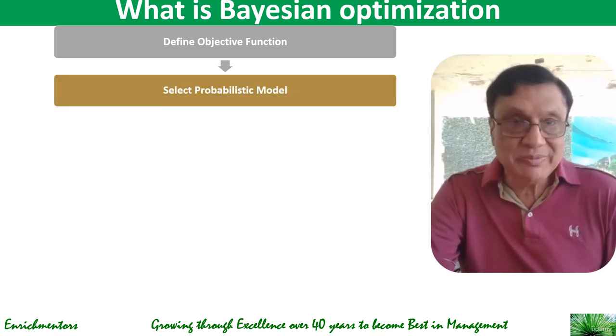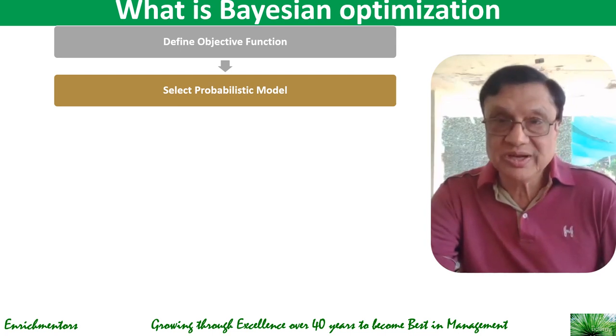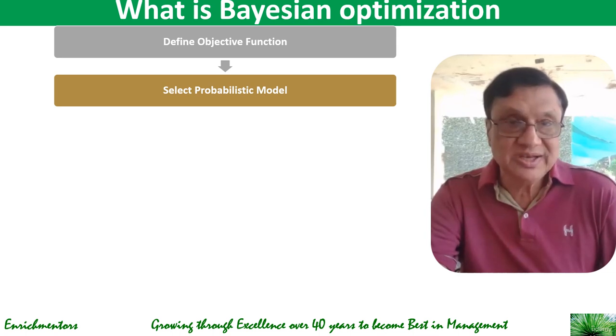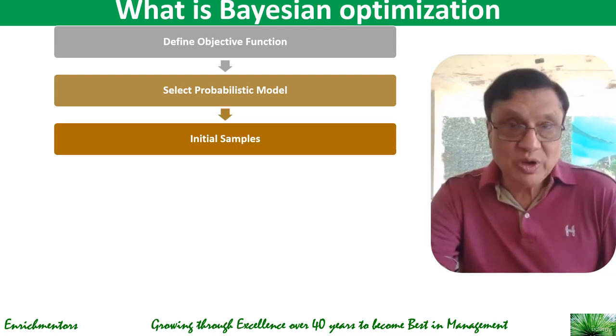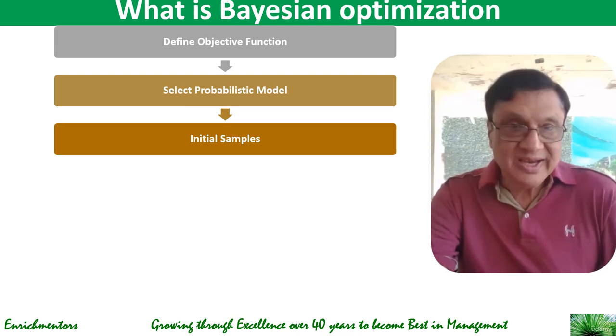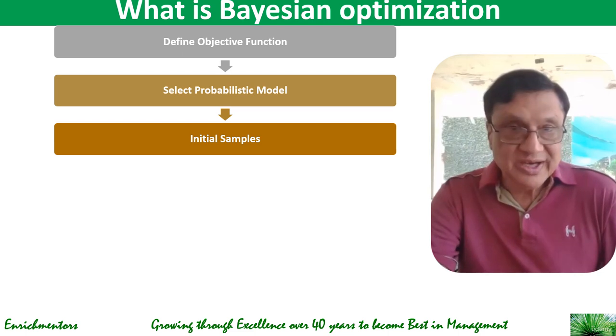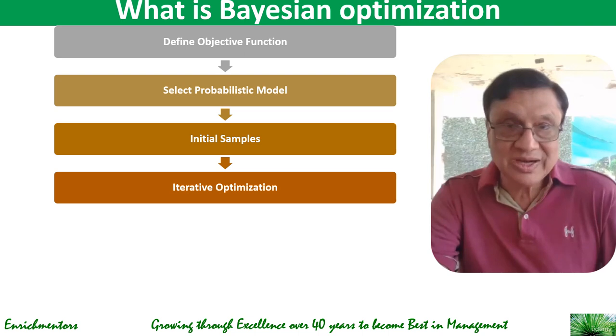Then you select a probabilistic model to represent the objective function. Gaussian processes are commonly used as the probabilistic model in Bayesian optimization due to their ability to model complex nonlinear relationships and provide uncertainty estimates. Then you select a small number of initial samples of hyperparameters and evaluate the objective function to obtain performance metrics. These initial samples are used to bootstrap the probabilistic model. Then you iterate through the following steps till your stopping criteria is met.